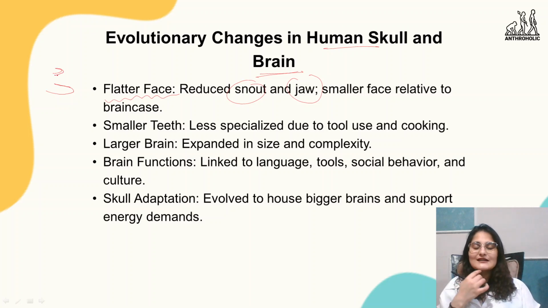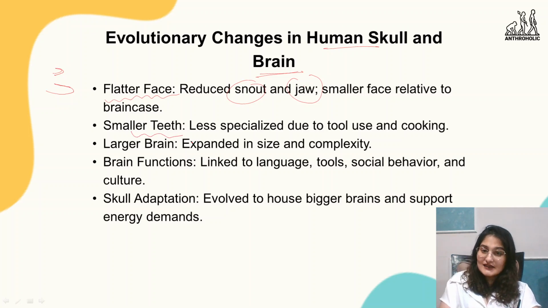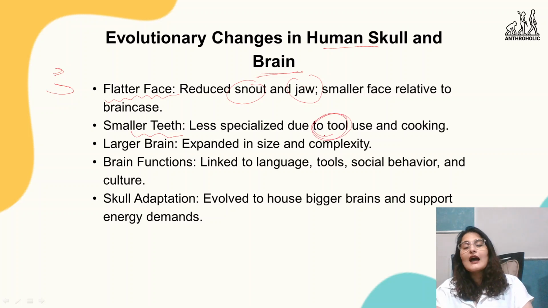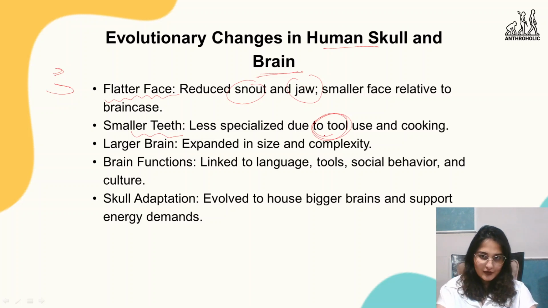This curve, ours is much lesser than that of a chimp, right? Snout and jaw both have reduced. There's a smaller face relative to the brain case. There are smaller teeth, and they are less specialized because we started using tools to cut. Animals have sharper teeth because that is the only tool they have to eat whatever they want to eat.